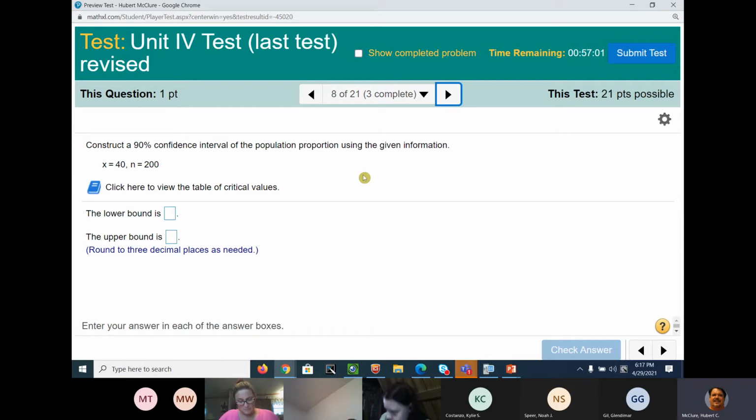X is equal to 40, and N is equal to 200. Now, I got everything written down.